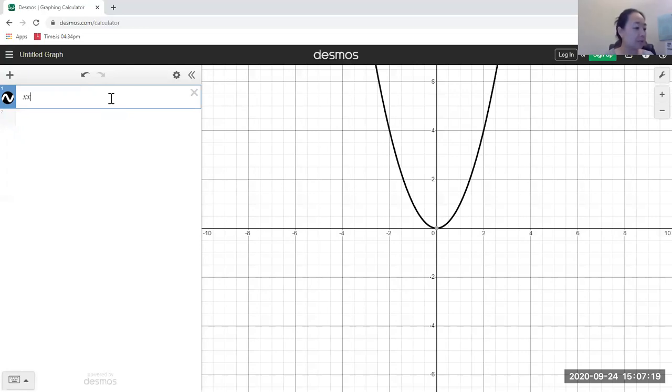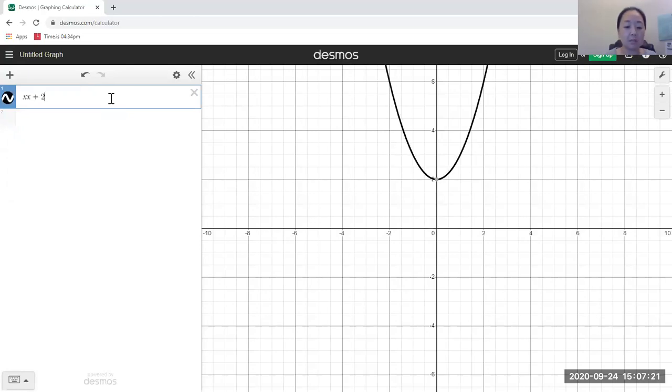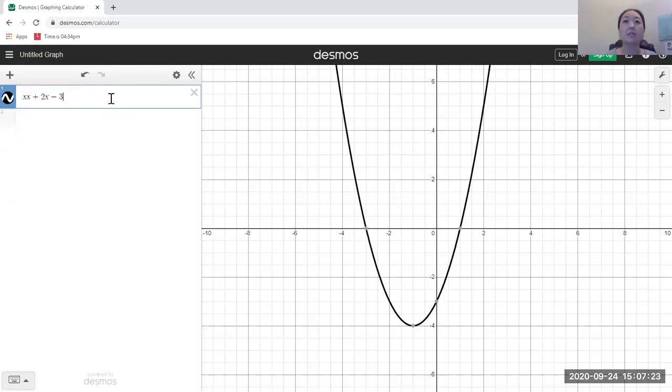Somewhere here. Yes, x squared plus 2x minus 3. All right, and you can notice right here, that's -3, that's 1. So those are the x-intercepts. That's your y-intercept. And that right there, my friend, is the vertex.